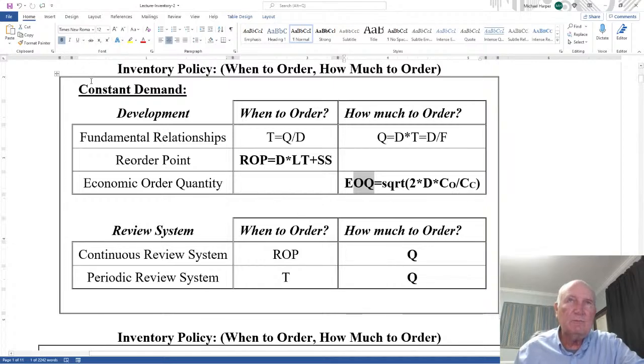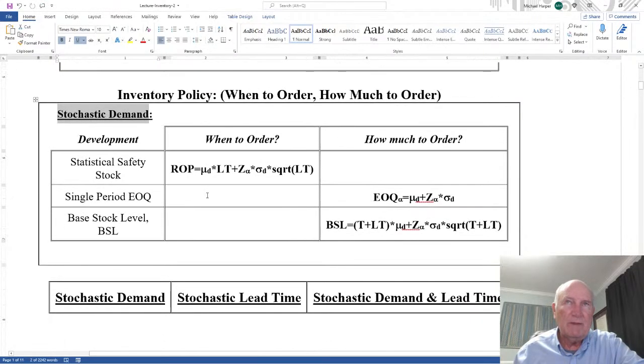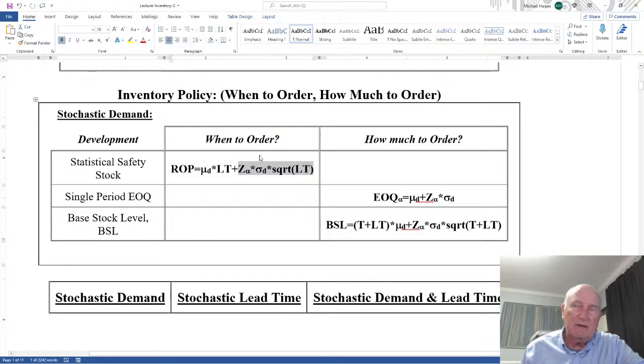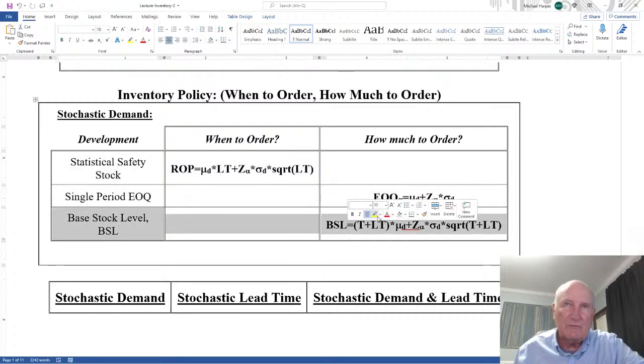But in this video, we're moving from constant demand to stochastic demand, where the demand now is a random variable that follows a normal distribution in this development. It's more realistic for how inventory management is controlled and managed. First we'll cover when to order with the statistical safety stock, where the safety stock is a combination of probability and the variability of the demand rate and the lead time. Then the single period EOQ, and finally the base stock level, which is the periodic review system.